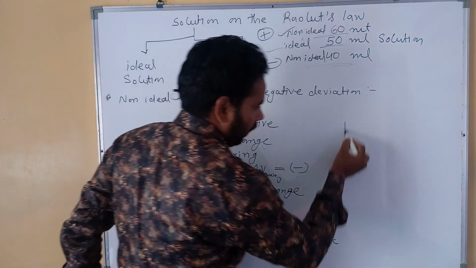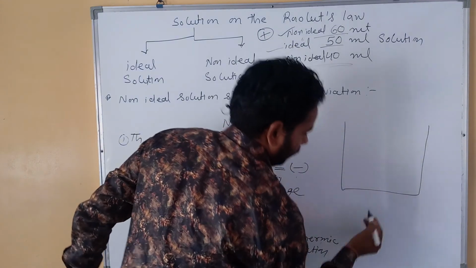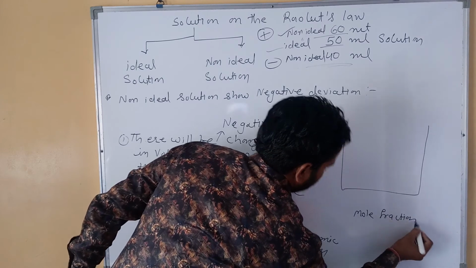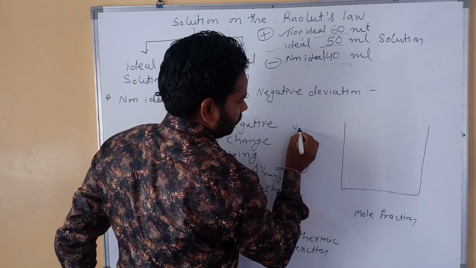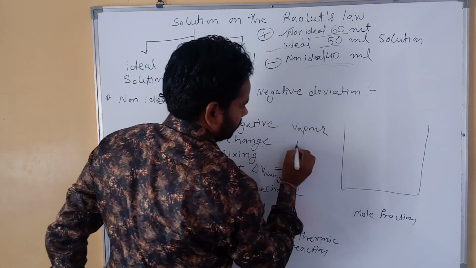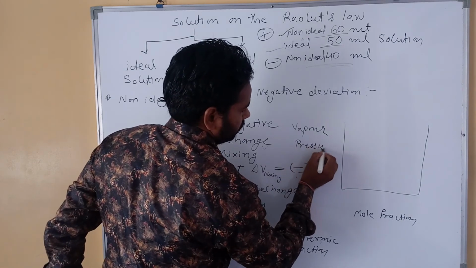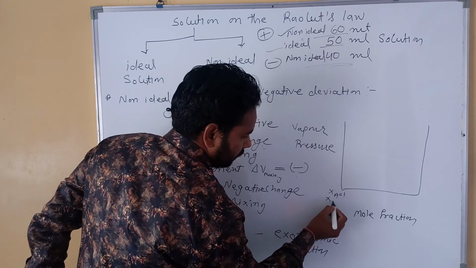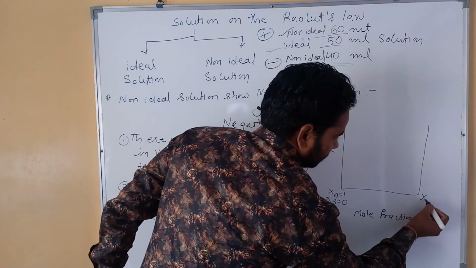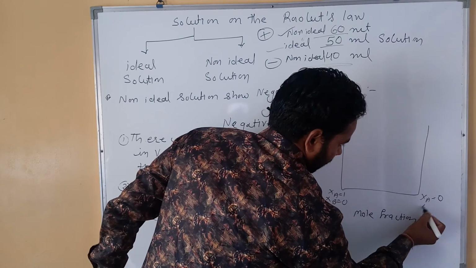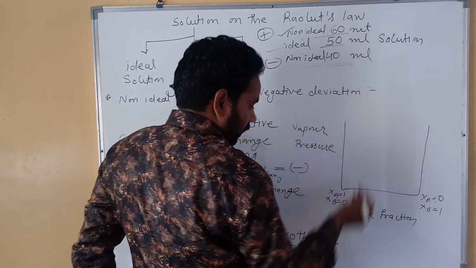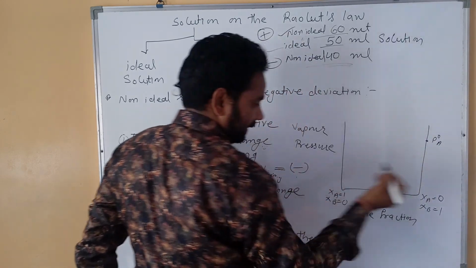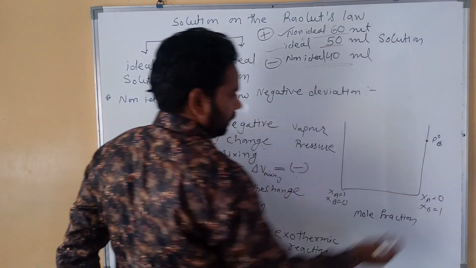Again we plot a graph between mole fraction and vapor pressure. Here XA is equal to 1, XB is equal to 0, and XA is equal to 0, XB is equal to 1. So the pure vapor pressure of B is maximum at that point.